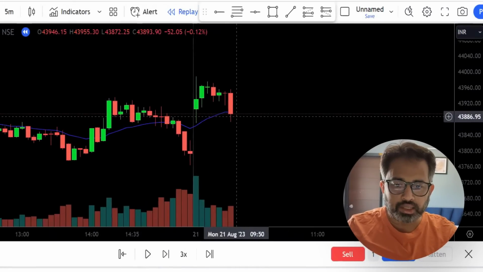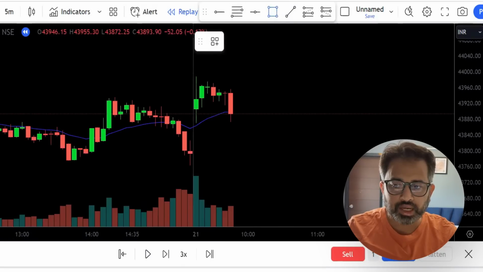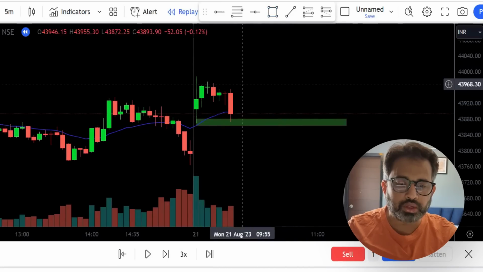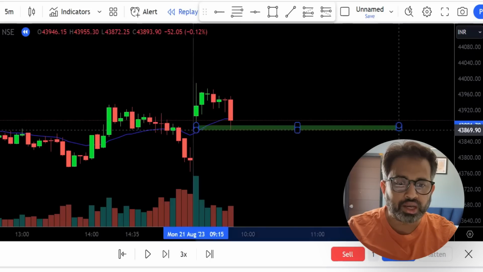Okay, now look at this chart. This is the 21st August chart. Let me replay the candlestick. You can see that Bank Nifty opened here, and now price is coming near the support of the first candle. So what we'll do, we'll mark a green level to know that that is the support, first candle low support, and that is where we are planning to go long, right?